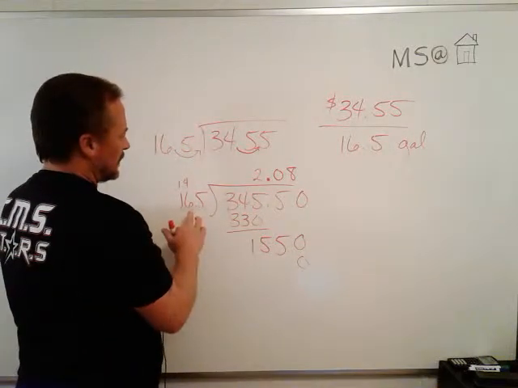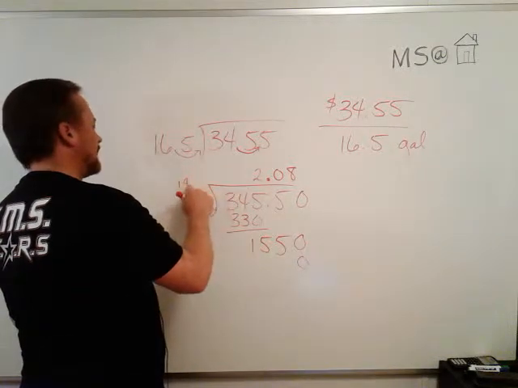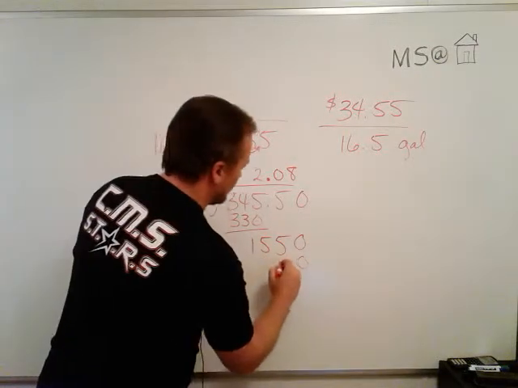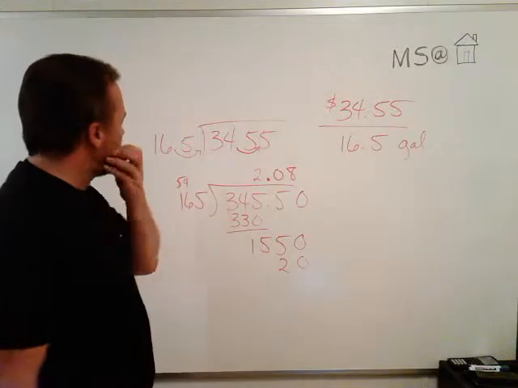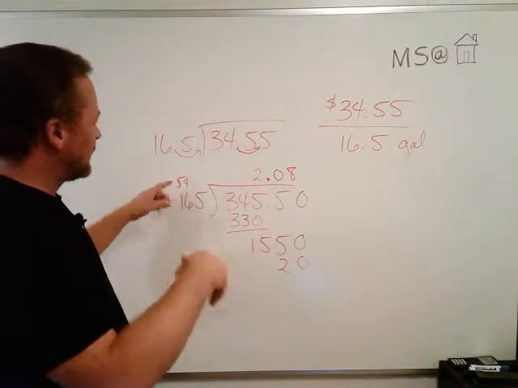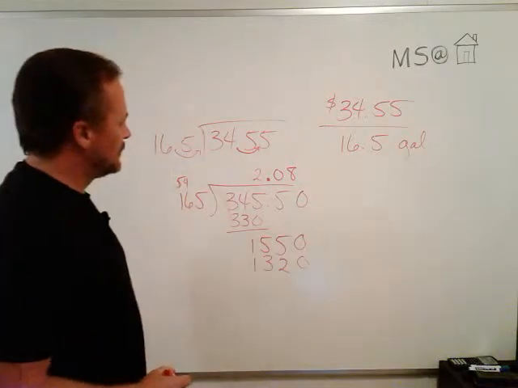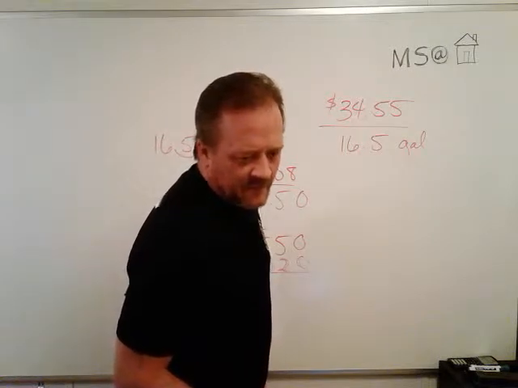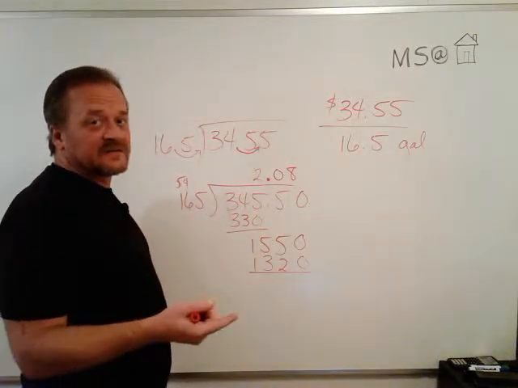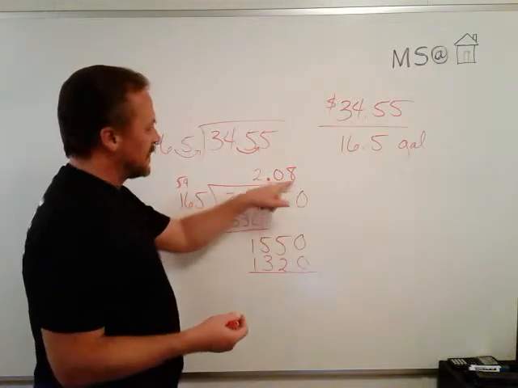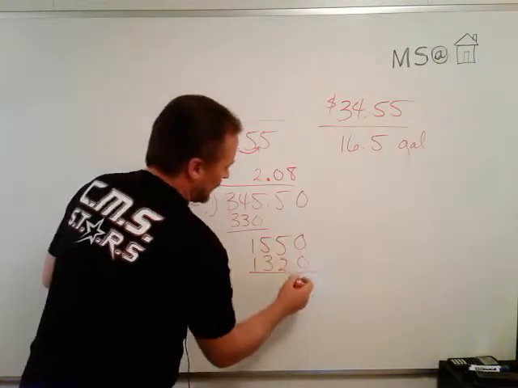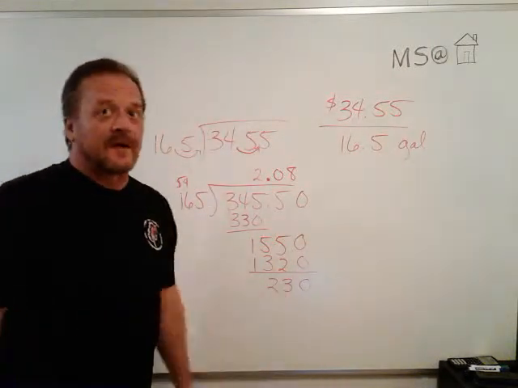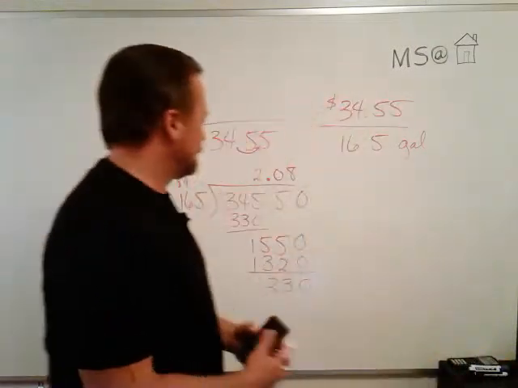8 times 6 is 48. Plus 4 is 52. And 8 times 1 is 8, plus that 5 is 13. I think 9 would have pushed me too high, but let's see. Does it say to round this? No, it doesn't say. But I'm going to, because it says we want to know how much it is per gallon. So we're going to round it to this number right here, to the nearest cent. Let's see how this comes out. 0, that's 3, this is 2. Oh, 230 is too big. I should have gone with 9. That's okay.